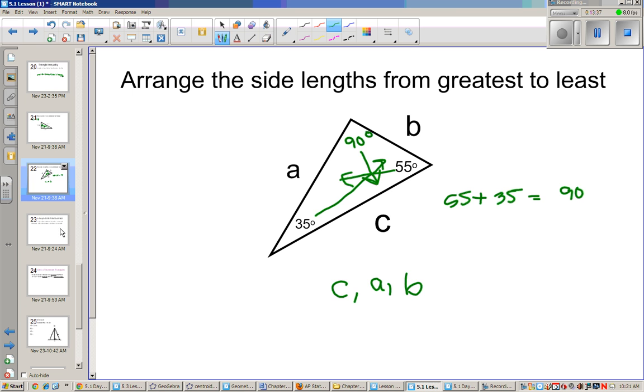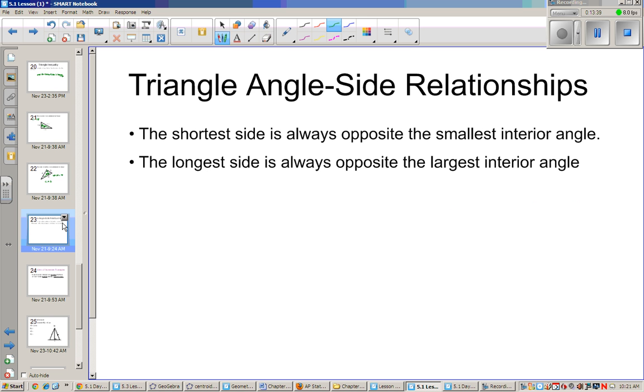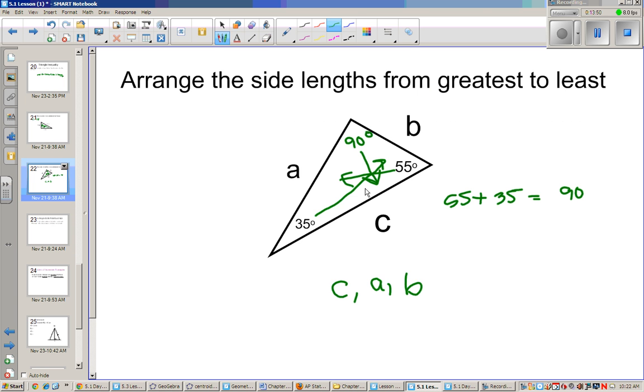And this is another property, the triangle angle-side relationships. So basically, the shortest side is always opposite the smallest interior angle, and the longest side is always opposite the largest interior angle. So if we look at this, the shortest side is across from 35 degrees because it's the smallest angle, and the longest side is across from 90 degrees because it's the biggest angle.